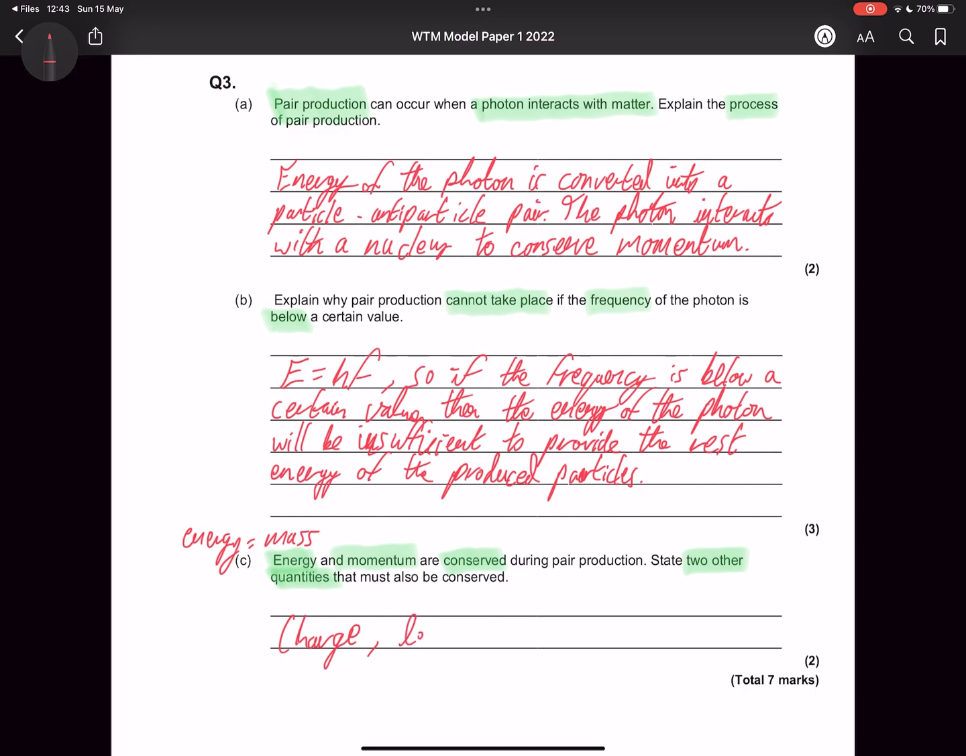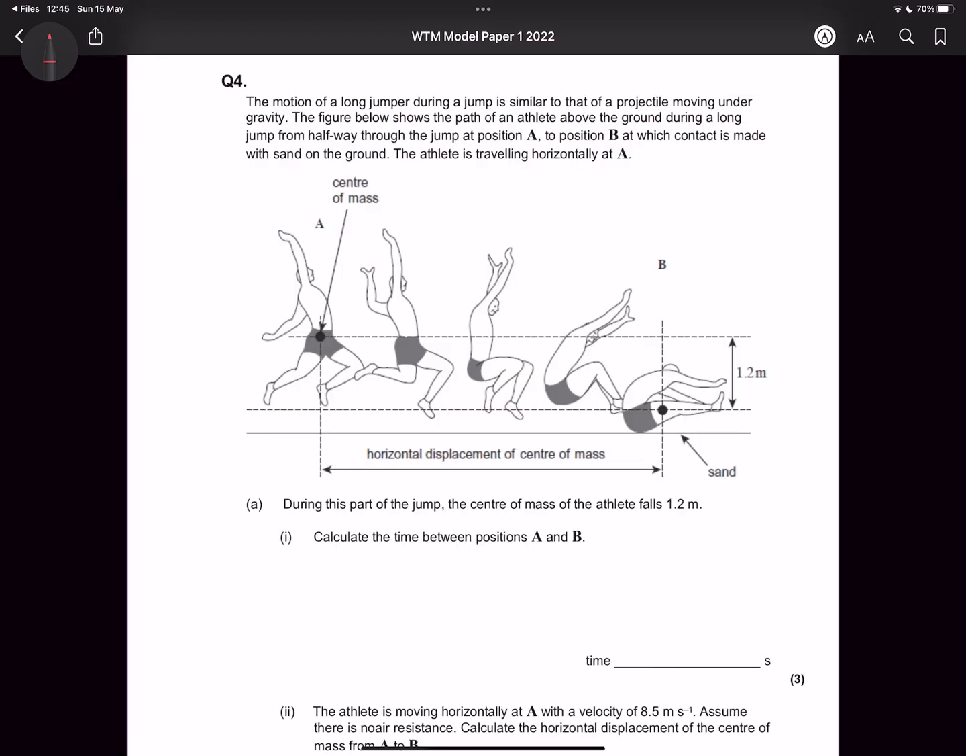So we want to use something like charge, baryon number, lepton number. Any of those quantities is perfectly fine. Strangeness does not have to be conserved, and at the end of the day, mass may be on some old mark schemes, but will never be accepted again.